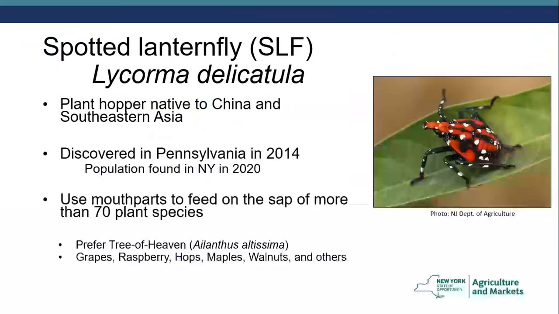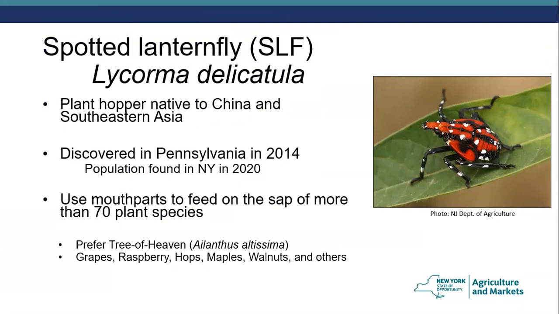So spotted lanternfly is native to China and Southeast Asia, areas like Vietnam. It was first discovered in Pennsylvania in 2014 and has very slowly spread from there since. Some of it on its own, some of it with human assistance. Population was found for the first time in New York in 2020, although we did have a few one-offs that were found, mostly dead insects. There were some egg masses, things like that, that were found here and there, kind of scattered throughout the whole state, but no actual populations until last year. Last spring, we found the first viable populations. We found a few more this spring. I'll get into that in a little bit.